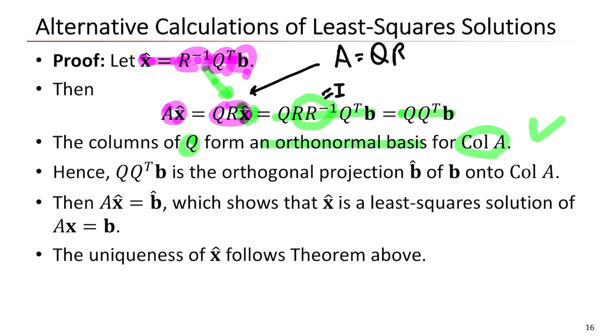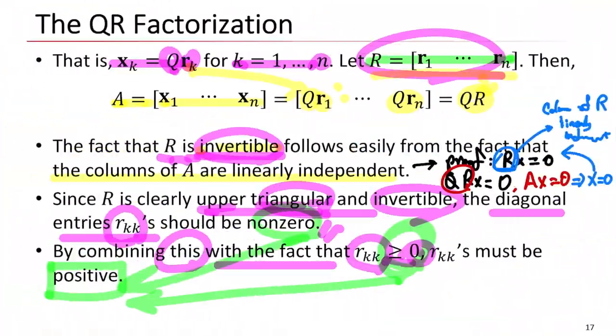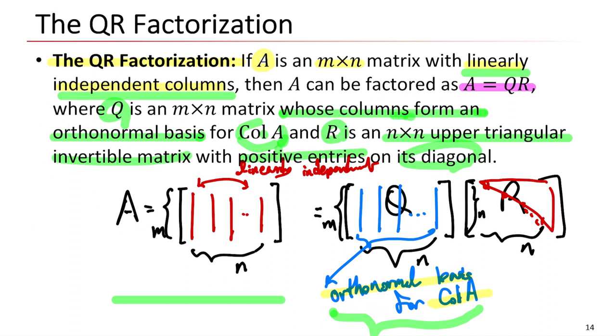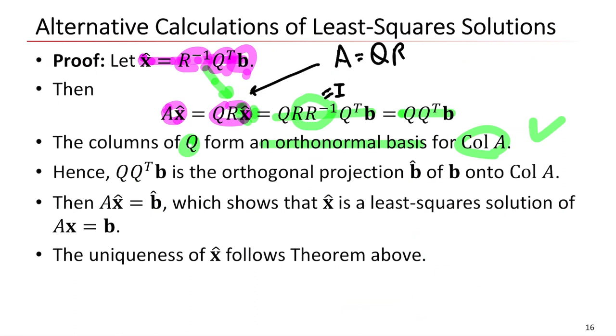What does it mean? If we go back to the definition of the QR, Q is the n by n matrix whose columns form the orthonormal basis for the column space of A, obtained by the Gram-Schmidt process, right? We already know the columns of Q form the orthonormal basis. So therefore Q times Q transpose B here is the orthogonal projection P hat of B onto the column space of A, right?